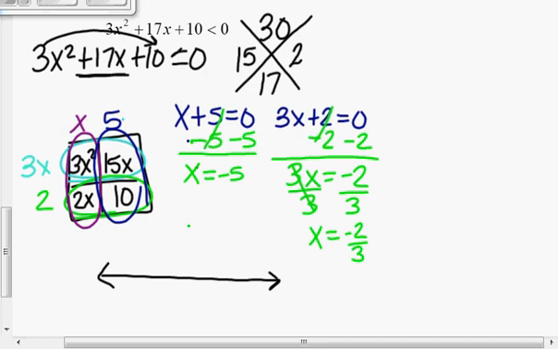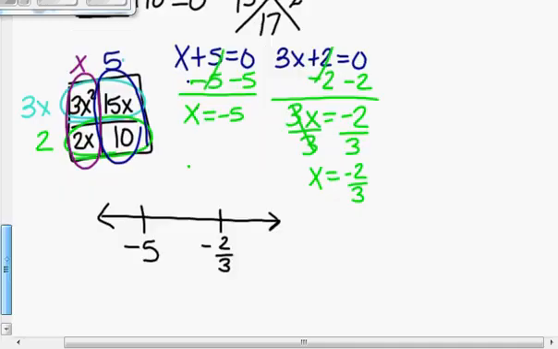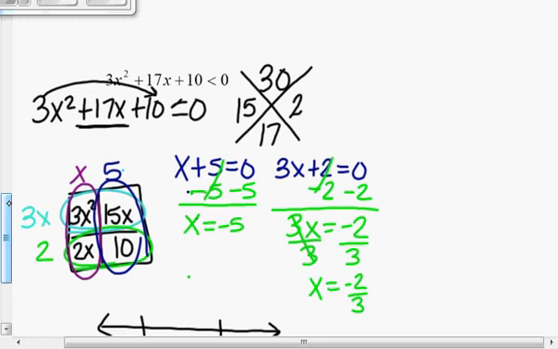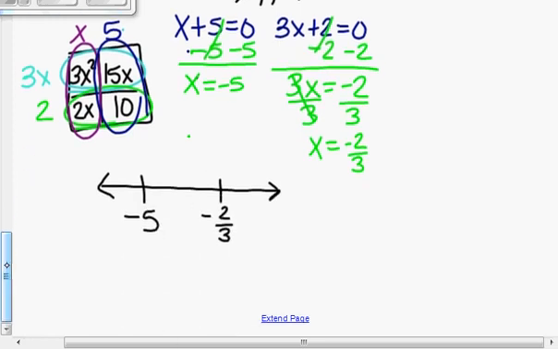We have negative 5 and negative 2/3. So we're going to test points smaller than negative 5, in between negative 5 and negative 2/3, and greater than negative 2/3. Also, since we have a less than sign, we need open circles, meaning we're not including negative 5 and negative 2/3. So a number less than negative 5, negative 6.